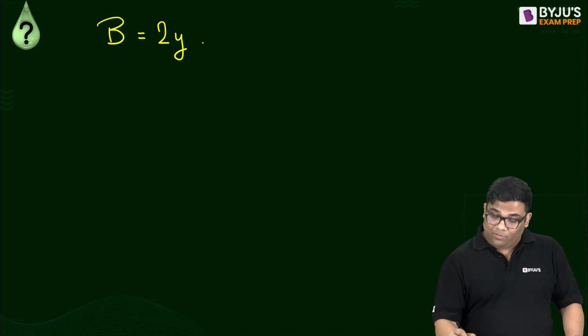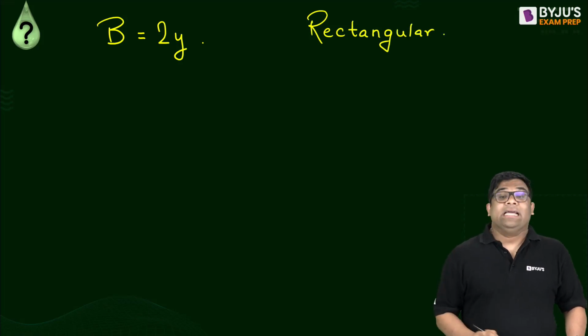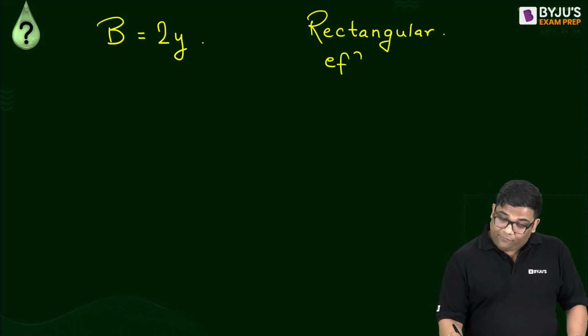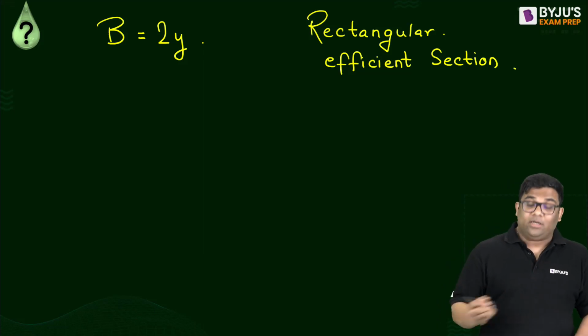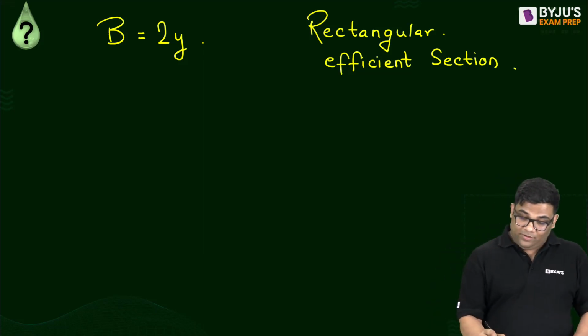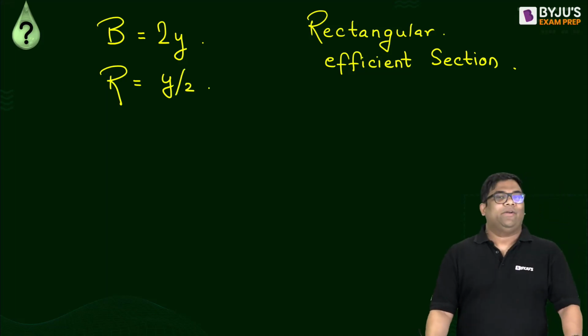It is only applicable for what? A rectangular efficient section, not for all rectangular sections. So we saw that the width is 2 times of depth. Yes, and what was the hydraulic radius? It was Y by 2.